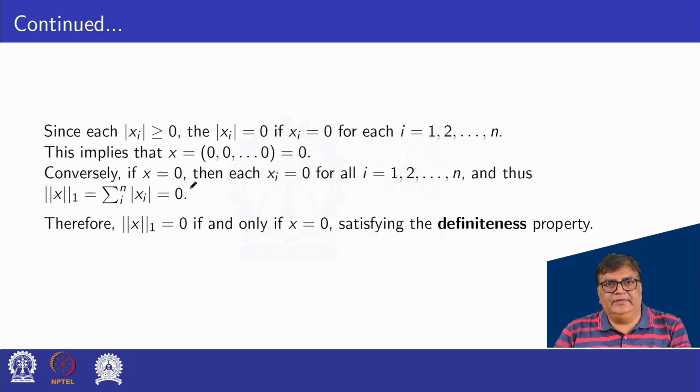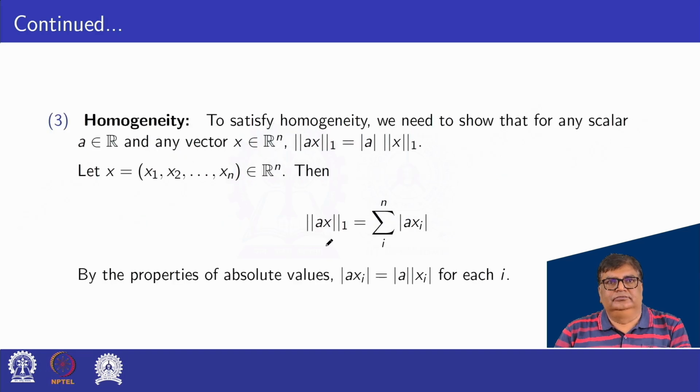Conversely, if x is equal to 0, then each xi is equal to 0, individually. Therefore, norm x1 is equal to summation mod xi is equal to 0. Therefore, norm x1 is equal to 0 if and only if x is equal to 0.